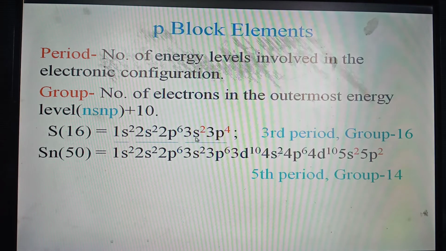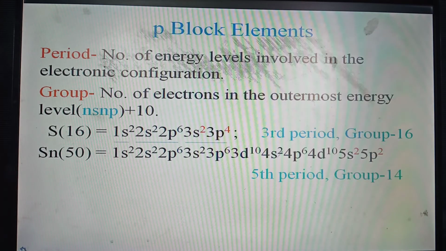This energy level has 2 sublevels involved, s and p. S orbital containing 2 electrons and p orbital containing 4 electrons. That is a total of 6 electrons are present in the outermost energy level. You have to add 10 with these 6 electrons to find out the group. That is, the group number of sulfur is 6 plus 10 is equal to 16. So sulfur is placed in the third period, group 16.